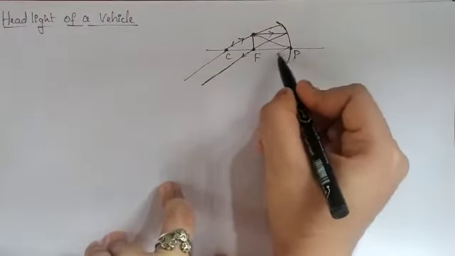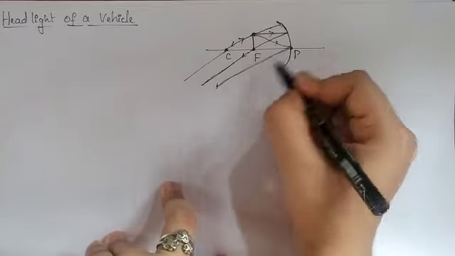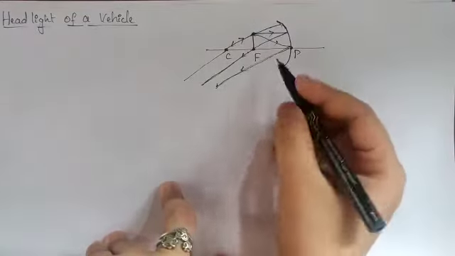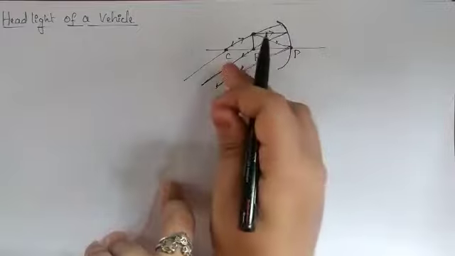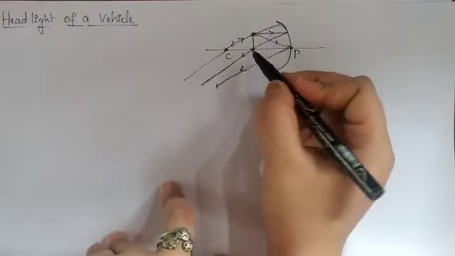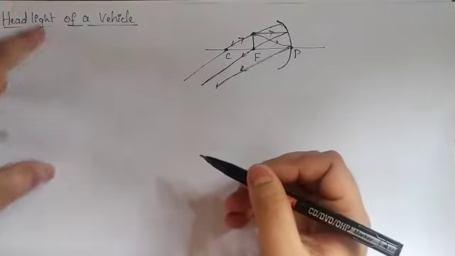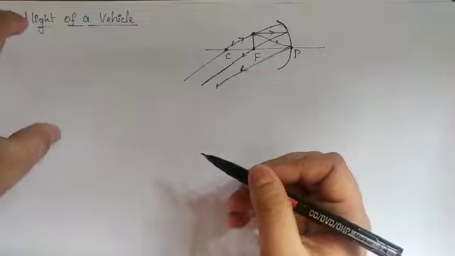Similarly, I will take another ray, the third ray I will consider. It is passing through the pole. Then in this case also you can see these three rays of light, when an object is kept at the principal focus, they will move parallel to each other. So the same principle is used in the headlight of a vehicle.